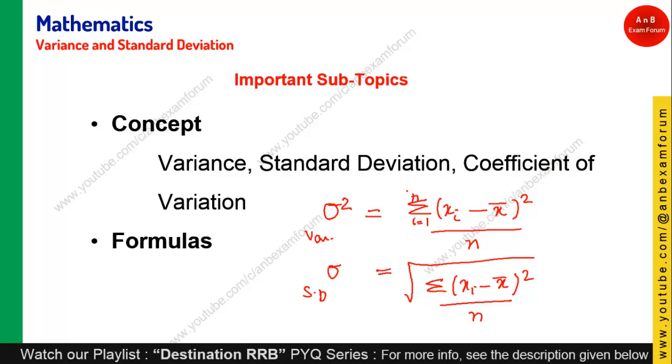After that, coefficient of variation. The formula is very simple: coefficient of variation is sigma divided by the mean into 100. It is basically in percentage, since multiplying by 100 means it can be treated as a percentage. Sigma is the standard deviation, remember, and x bar is the mean. This formula you just need to remember. For the concept I will make a video if you want, otherwise we can straight away go with the questions.